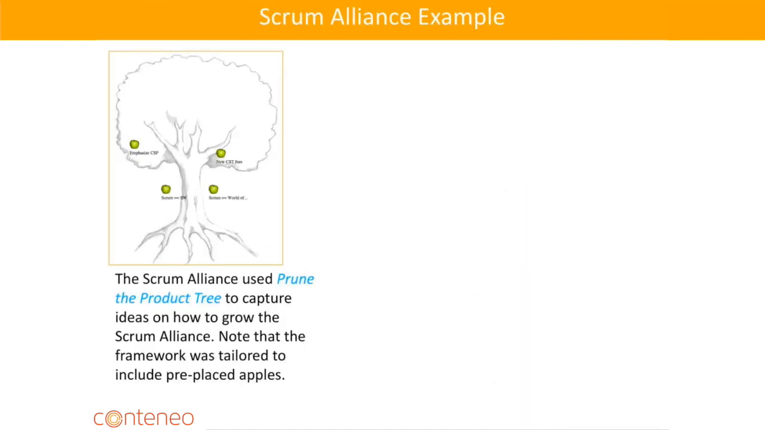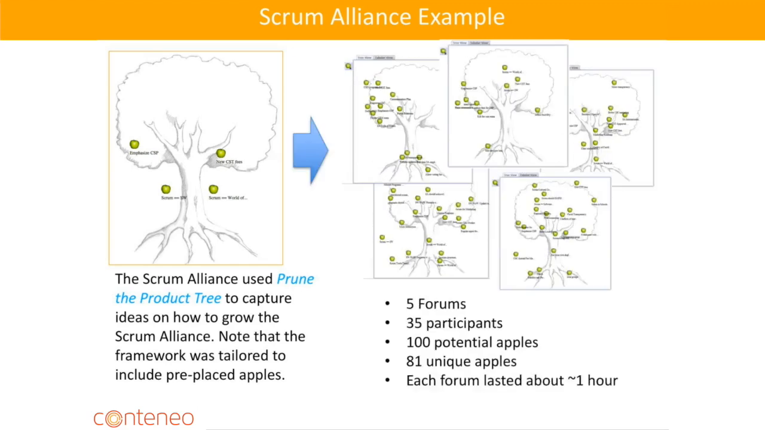Now, a concrete example of how you can do this is a project we did with the Scrum Alliance. A few years ago, the Scrum Alliance wanted to understand how it could grow its services to better improve its members. This is a classic case of prune the product tree. And what we did with the Scrum Alliance was we identified a suitable tree with some initial ideas. We then engaged certified Scrum trainers around the world to produce 5 unique results.